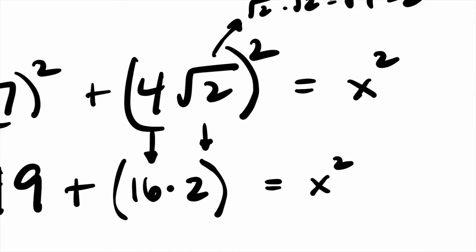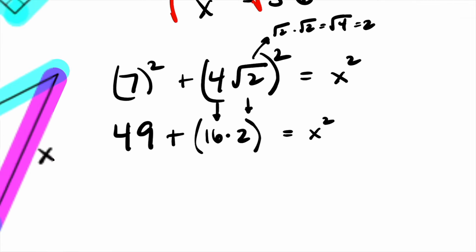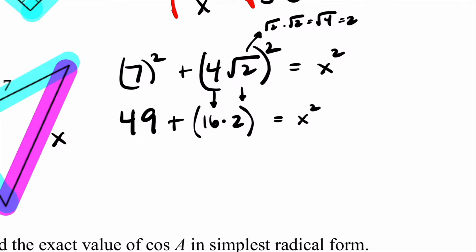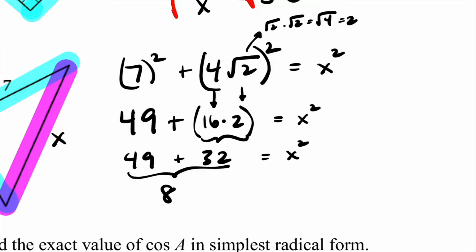I put them still in parentheses because I need to simplify it a little bit more. 16 times 2 is 32. I don't need to take away anything here because 49 and 32 are both on the same side. So when I add them together, I get 81.